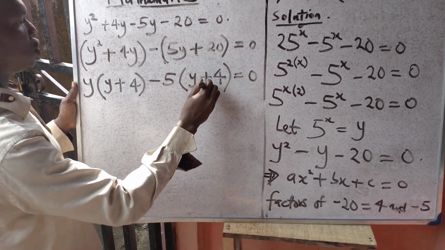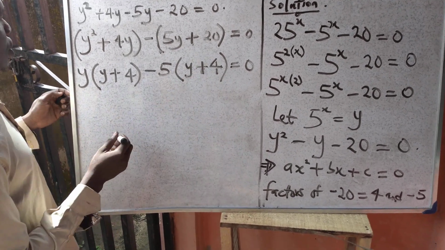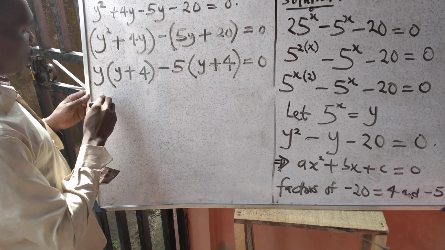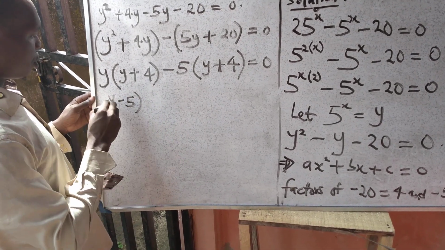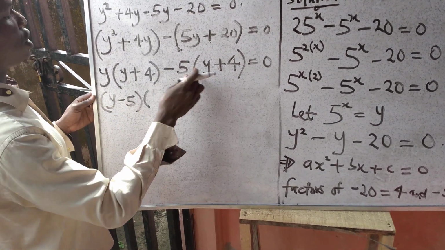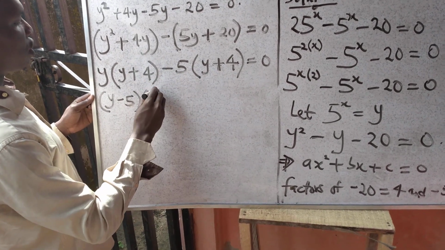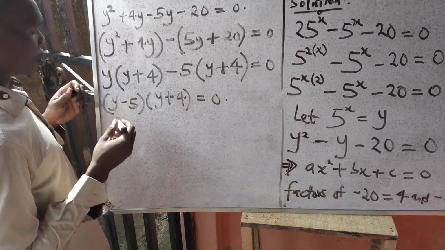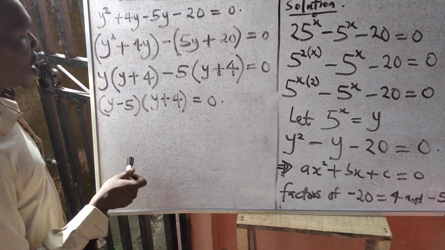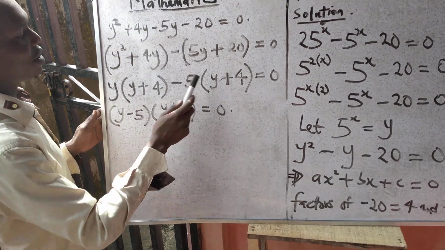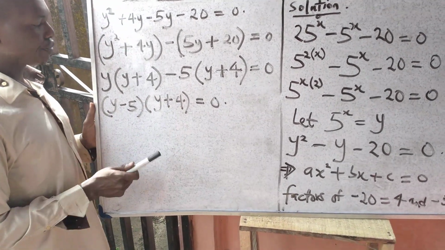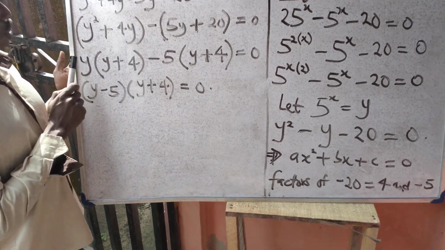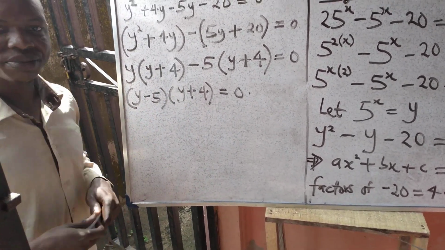y plus 4 equals 0. Okay, so grouping them now, this will be y minus 5 times... take one of these which is common. Since the brackets are similar, you take one of the brackets, this is y plus 4. Then you take the coefficients, this is y minus 5, and put them in the bracket.